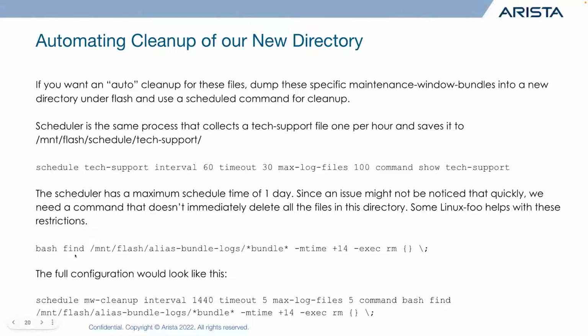So this will find files in the directory that we specify that have bundle in the name and have an mtime, a time in days, of 14 or more. So this gives me 2 weeks, right? If I run this command before and after the maintenance window, and I have this scheduler fire off every day, it'll give me 2 weeks before those files are purged, which is great.